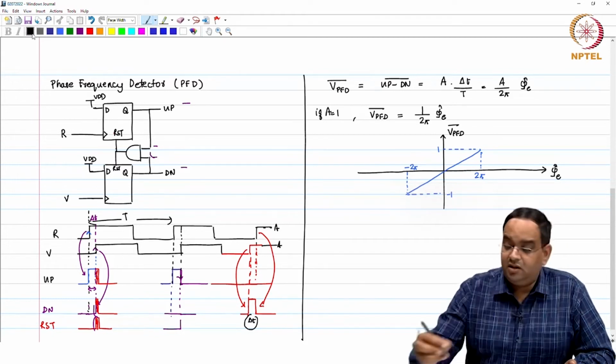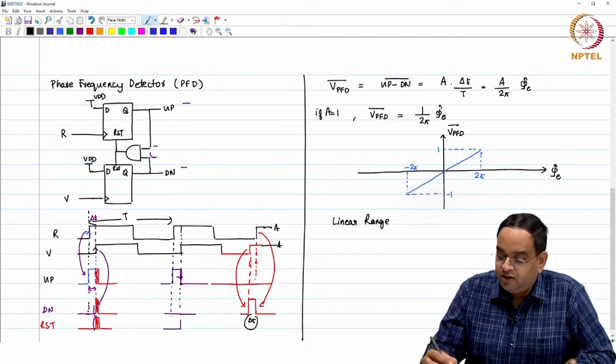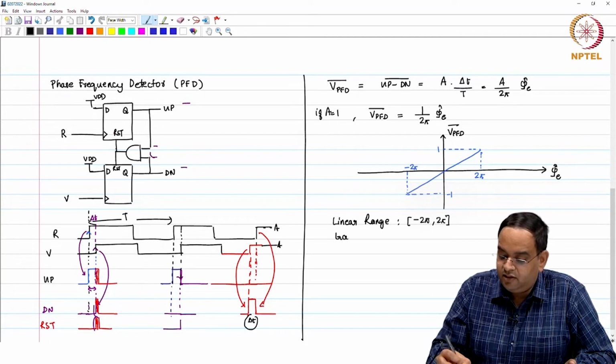Okay. So, this is the first phase error detector where you see it is linear across the 0 phase error, right. So, I can very well call it a phase error detector, where the linear range is minus 2 pi to 2 pi for phase error, and the gain KPD happens to be 1 over 2 pi volt per radians.